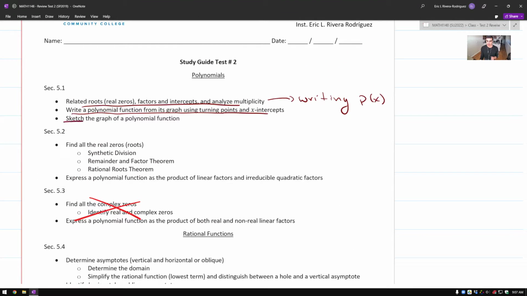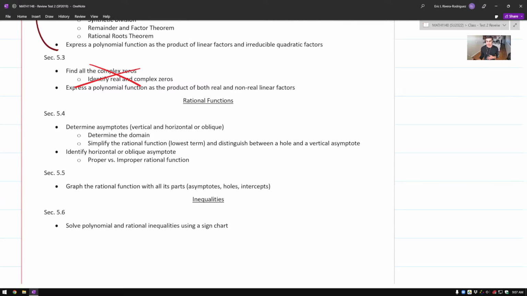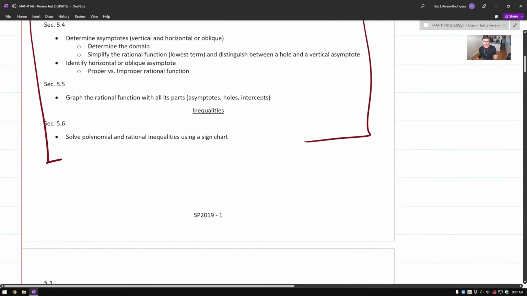You are not going to sketch the graph of a polynomial function. You are going to focus on 5.2 from 5.1, related roots and writing the polynomial function from each graph. We are not going to cover rational functions, and we are not going to cover inequalities, though you have the material in the review. And if you have bought access to the book, you have that material there. Unfortunately, we are not going to be able to cover this. Any questions?